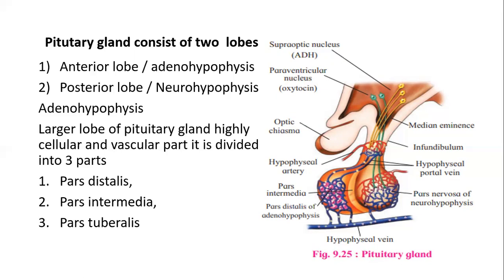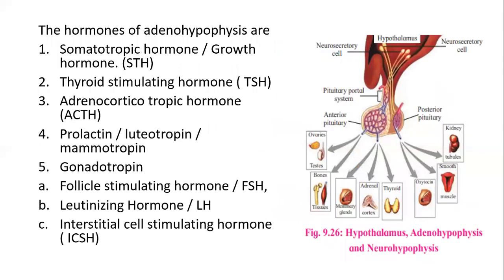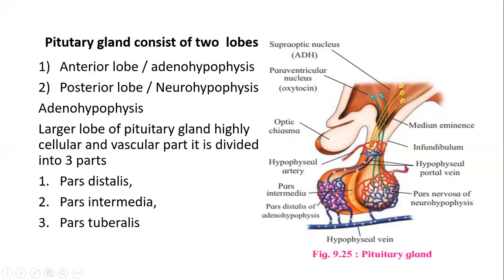The neurohypophysis is connected directly to the hypothalamus by axon fibers, as seen above. Axon fibers. Adenohypophysis and the intermediate lobe are connected to the hypothalamus through the hypophyseal portal system. Hypophyseal portal vein, that is hypophyseal portal system, by which these two lobes are connected.